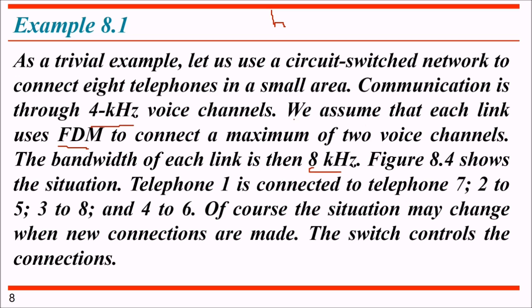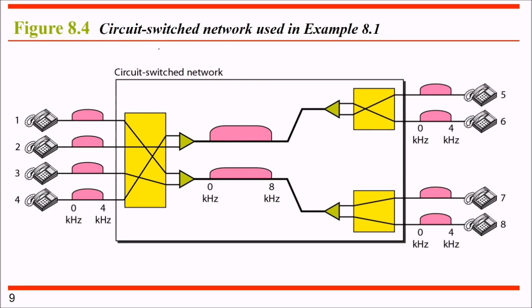We'll see a figure which shows this situation. Telephone 1 is connected to telephone 7, 2 to 5, 3 to 8, 4 to 6. Of course, the situation may change when new connections are made, and the switch controls the connections. This is a circuit switch network, and the bandwidth of the channel for 1 is 4 kilohertz.